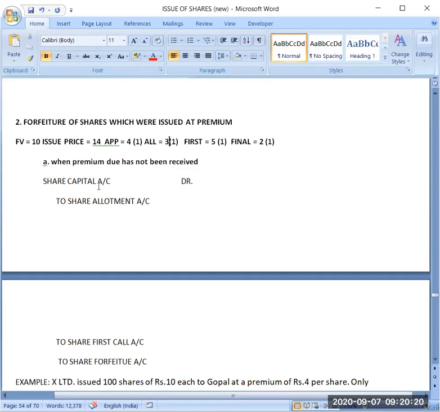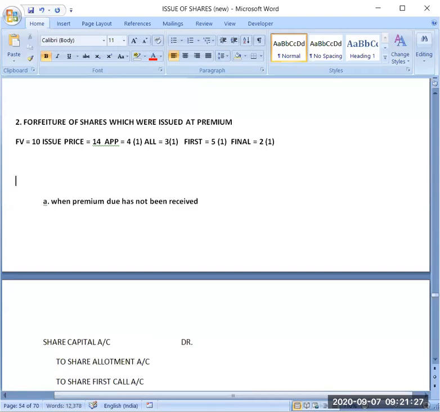Now see the first condition, when the premium has not been received. If you have not received the premium, then what journal entry will you be doing? Practice for entries of premium. What entries were we doing? Suppose I am doing allotment money due.